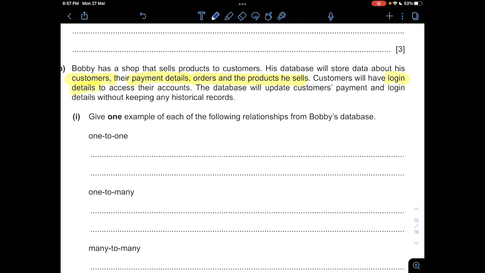So customers will only have one login detail, one account. So one-to-one, it could be either customer to payment details or customer to login details. You can choose either one, and it will be accepted.